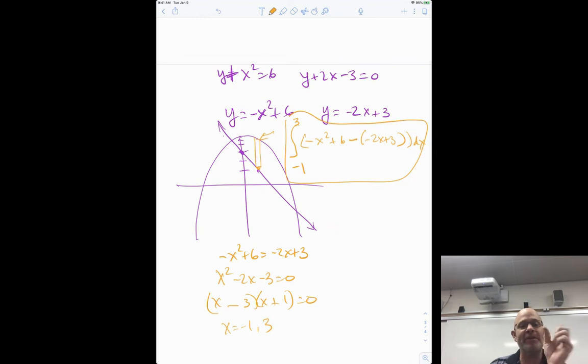You can simplify anything in there first. I like to just leave it like that so we can see it. This is like my f minus my g, right? f minus my g.